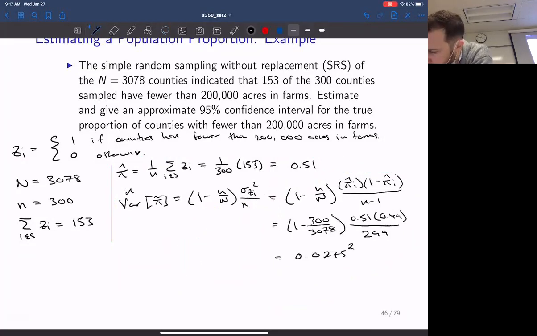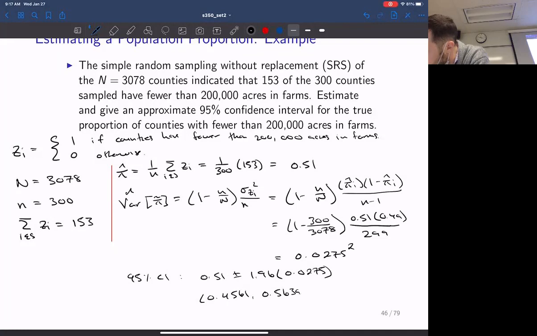So then we can say the 95% CI is given by 0.51 plus or minus 1.96 multiplied by 0.0275. And that should give us 0.4561 to 0.5639.